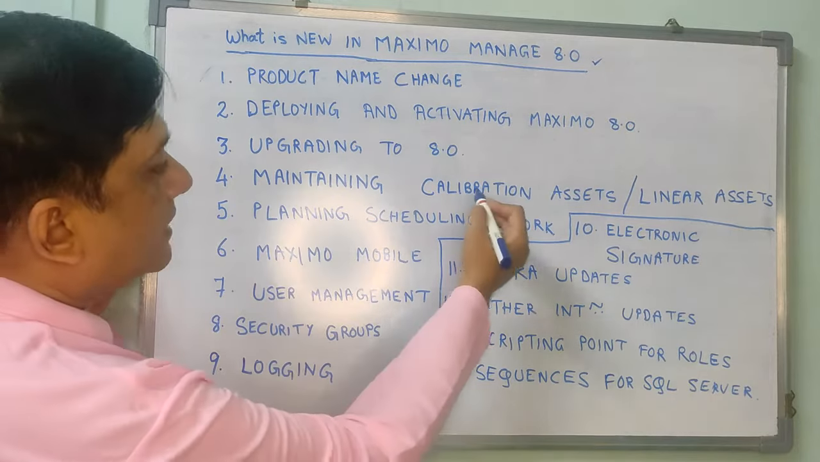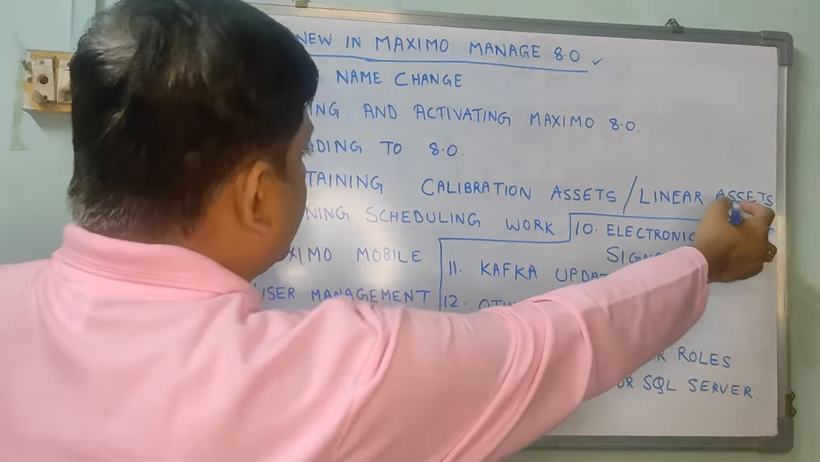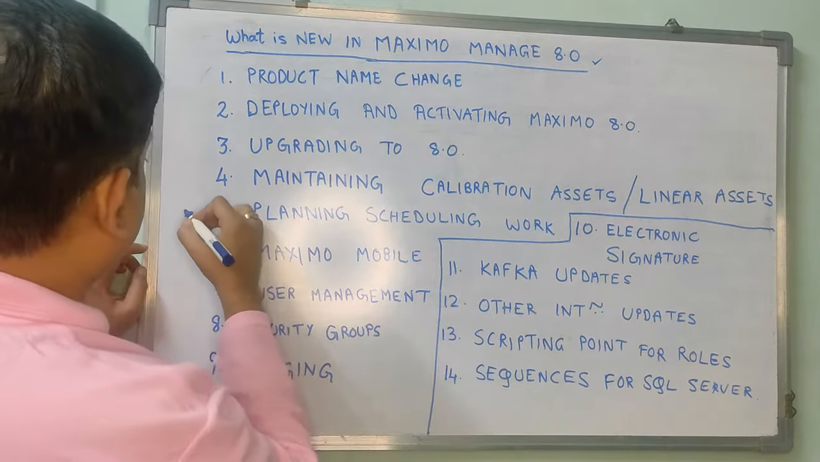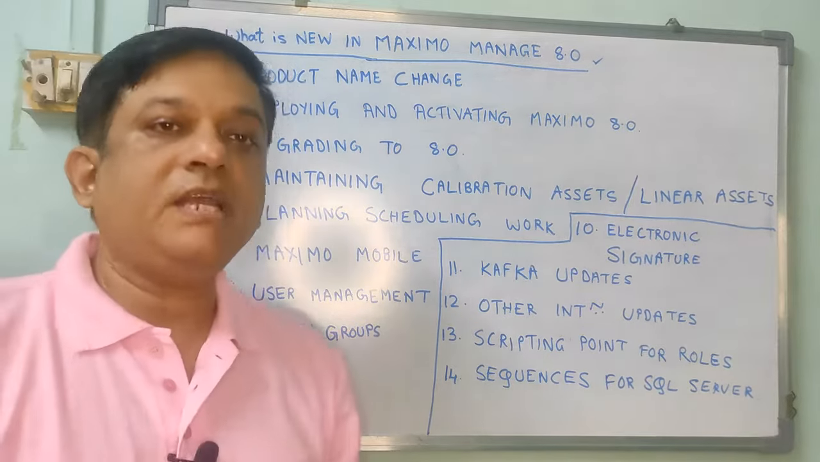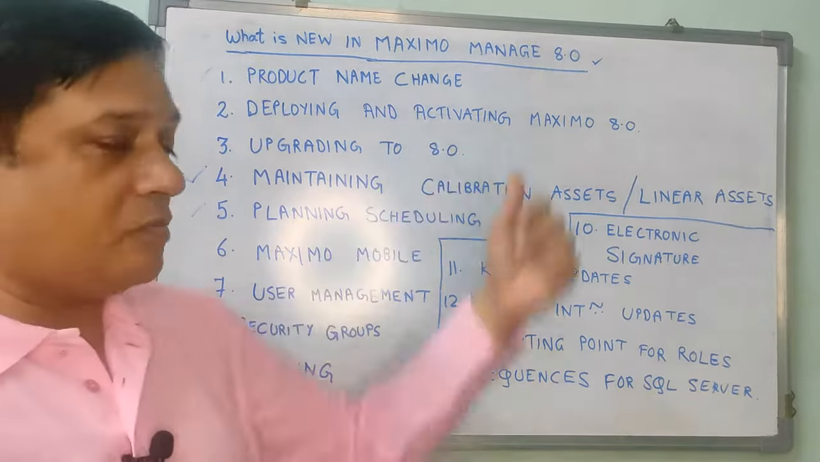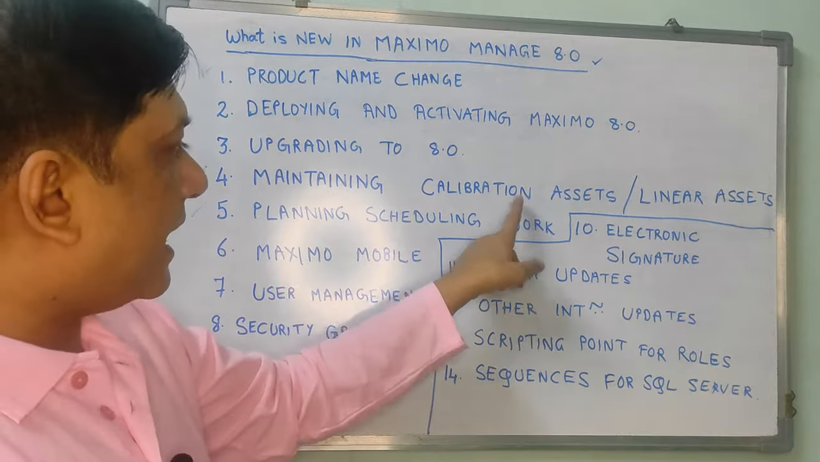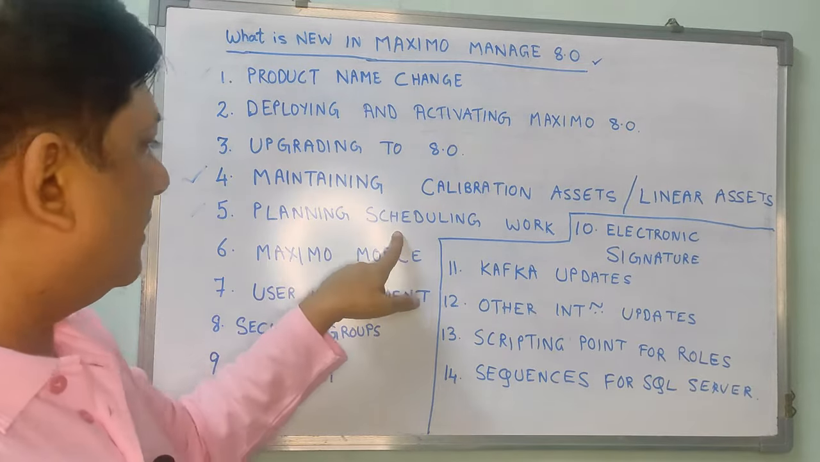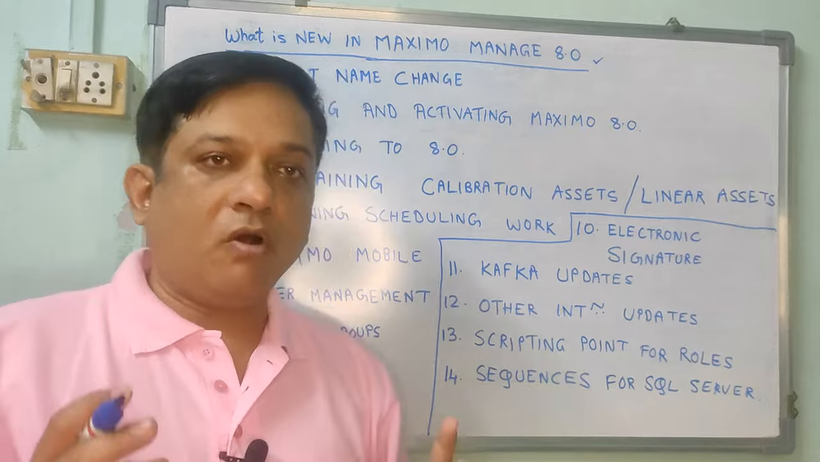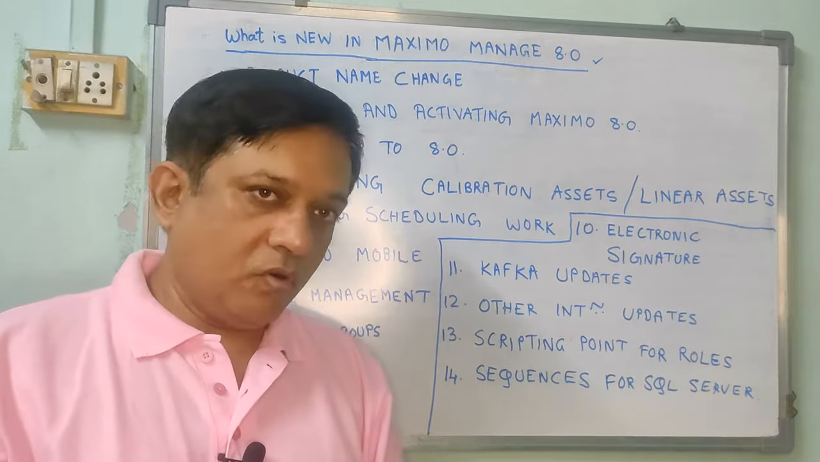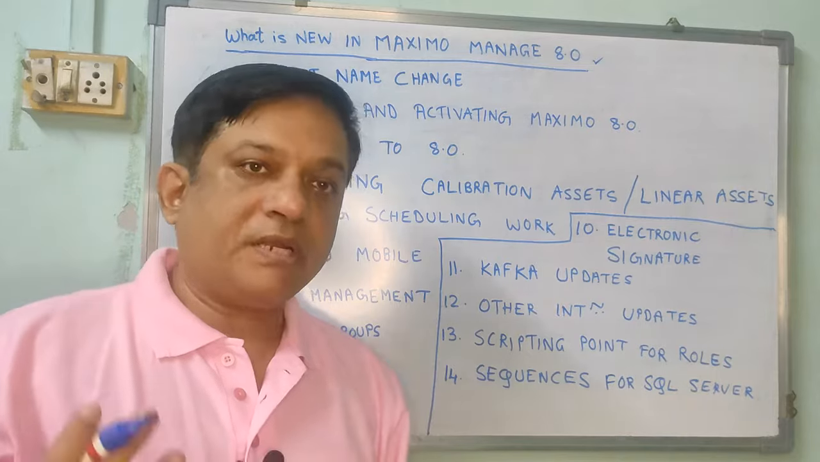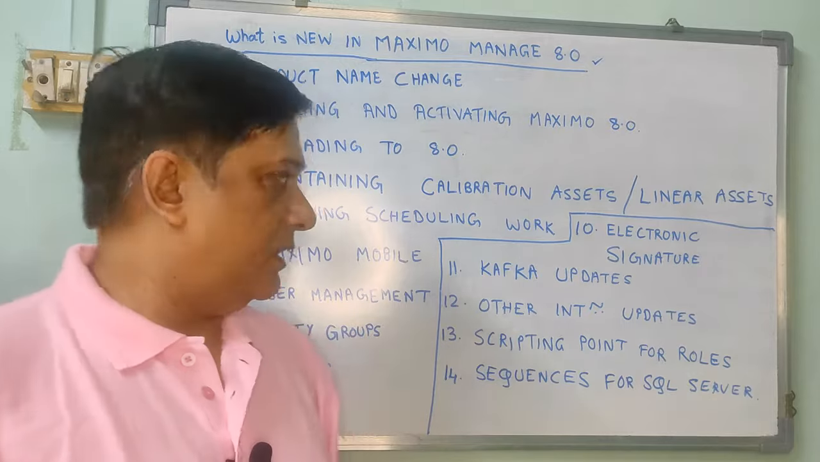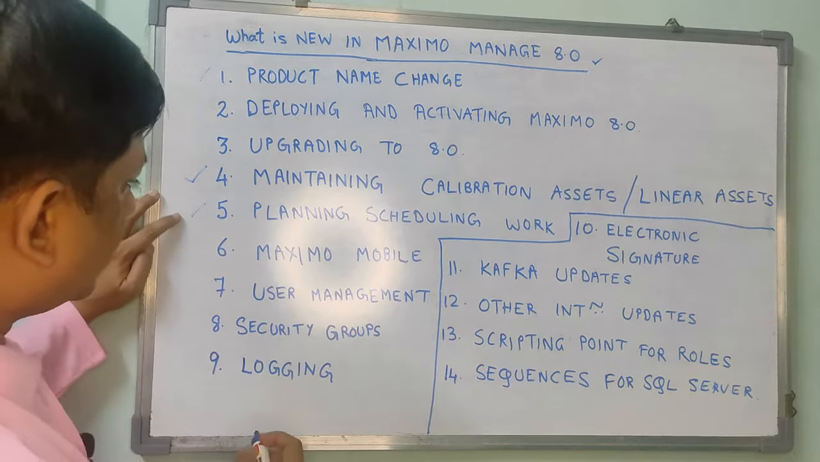Then comes maintaining calibration assets, linear assets, and planning scheduled work. These are already installed when you install Maximo Manage 8.0. The calibration assets, the linear assets and the scheduler are all already installed, and you don't have to purchase a separate license for these, and you don't have to separately install them. So that is important in this.